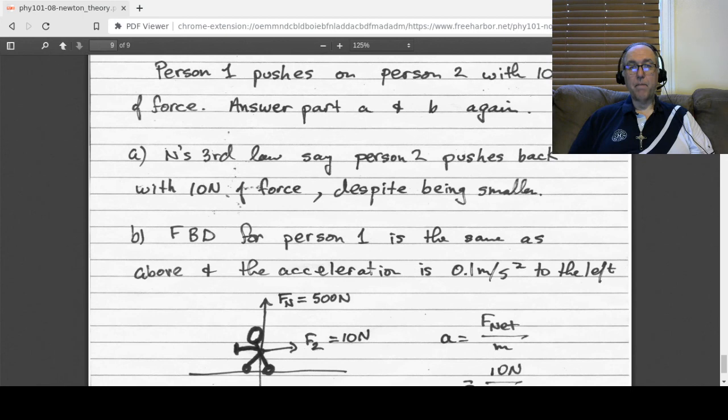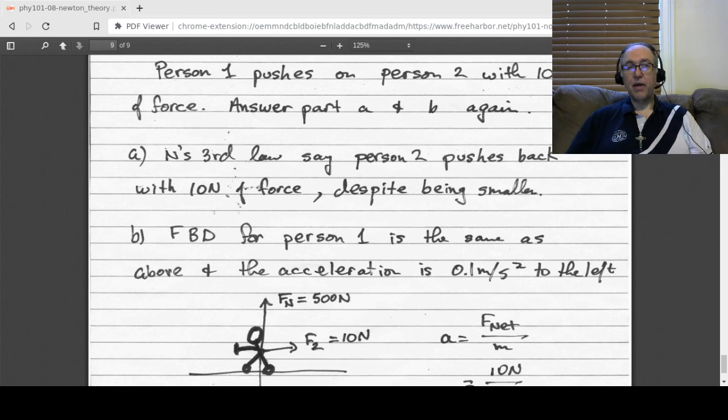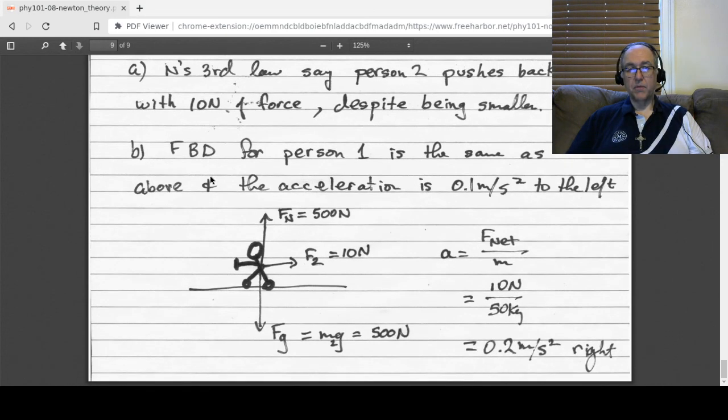All right, so part B of the problem, we're answering the same questions, is let's calculate the acceleration on each of the objects. Well, we don't have to do the acceleration on person 1. We already did that. The free body diagram would look the same, and we get the same result of 0.1 meter per second squared to the left. Let's do the free body diagram for person number 2.